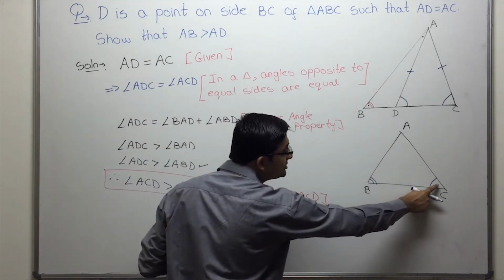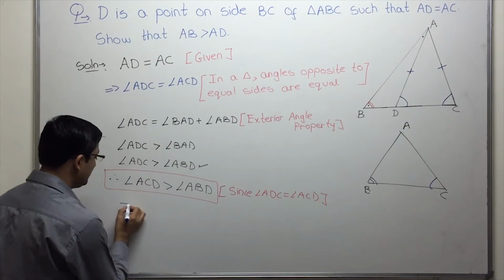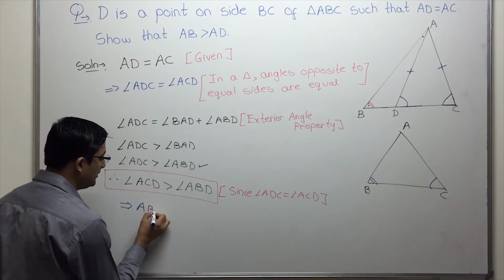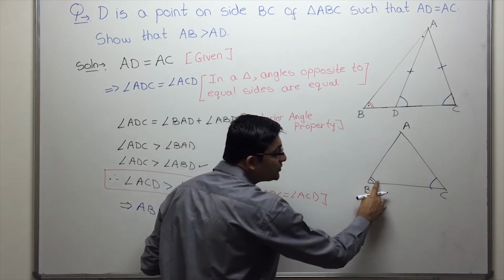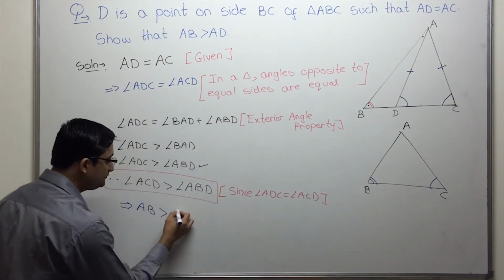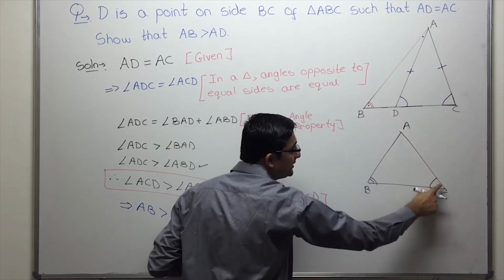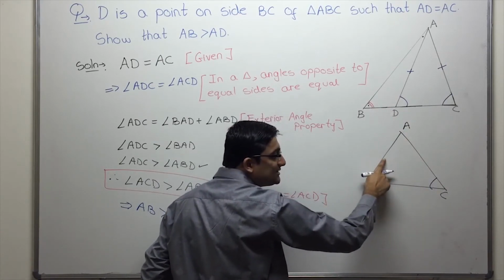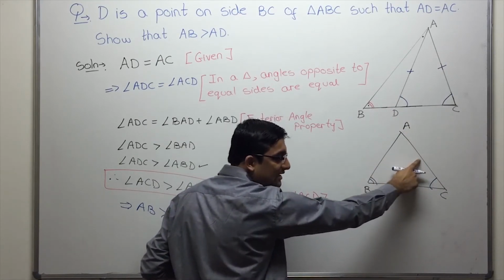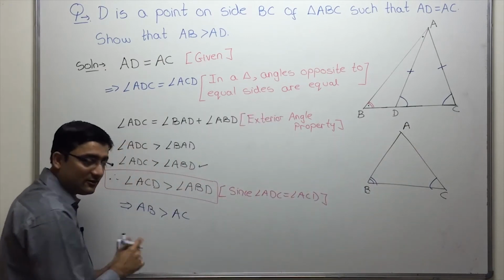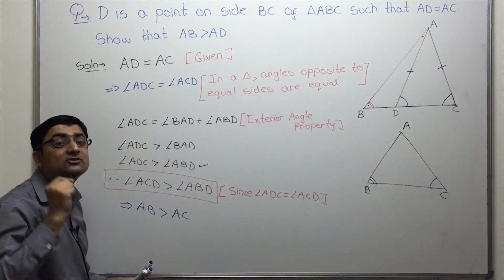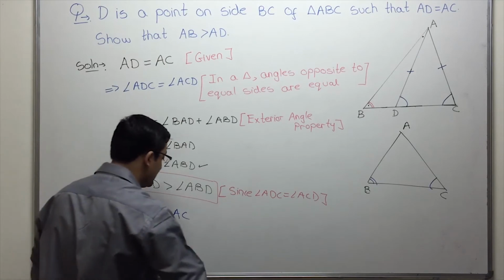So which is the side opposite to angle C? AB. So this implies AB is greater than, which is the side opposite to angle B? AC. I repeat once again. We have just shown that this angle is bigger than this angle, so side opposite to this angle will be bigger than side opposite to this angle. So AB is greater than AC, right? What is the reason? Sides opposite to the greater angle is longer. So mention it over here.